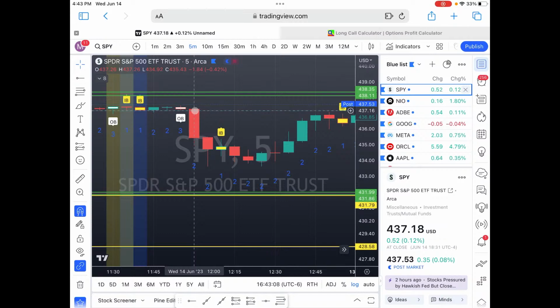Lunchtime my time, 2 Eastern rolls around, and boom, we get this big break to the downside. And then what happens at 12:30? Boom, big break back up to the upside. It happens almost every time, guys. It was so clean today.